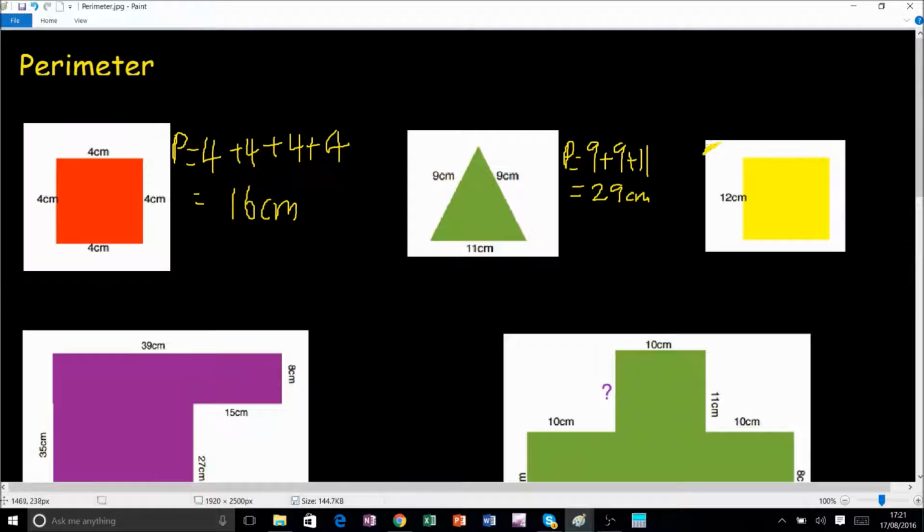Here again, on this example, we have another square, but they've only given us one of the sides. Well, we should know what the other sides are because it's a square. If we know one of the sides is 12 centimeters, we know that all of the sides are going to be 12 centimeters. So P is 12 plus 12 plus 12 plus 12 centimeters. That's basically 4 times 12, which is going to give us 48 centimeters.